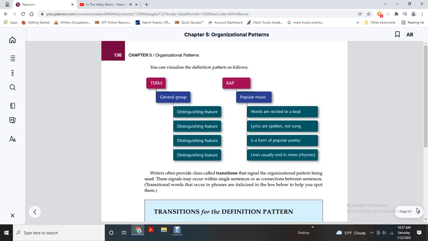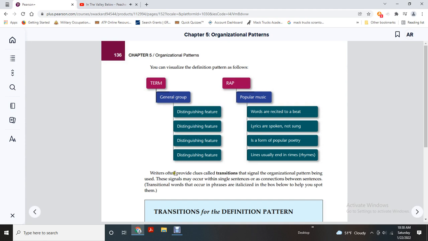Alright, you can visualize the pattern as follows: term, general group, distinguishing features. Rap is the term, the general group is popular music, and the distinguishing features are: recited to a beat, lyrics spoken not sung, a form of popular poetry, and lines usually end in rhymes.